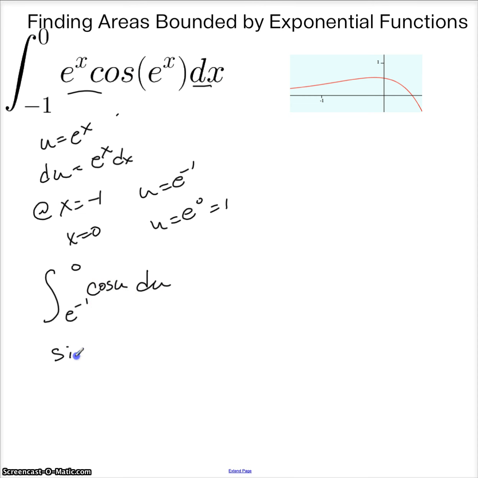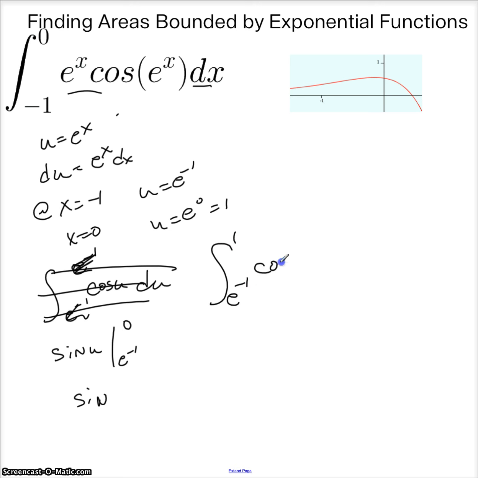So this is sine of u evaluated at e to the negative 1 and 0. So this is sine of, oh, why did I put 0? It's e to the negative 1. Guys, catch me on my mistakes. Negative 1 and 0. Oh, gosh. You mind if I recopy this? Because I want it neat. This is the integral from e to the minus 1 to 1 of cosine u du. So this is sine of u evaluated at e to the negative 1 and 1.